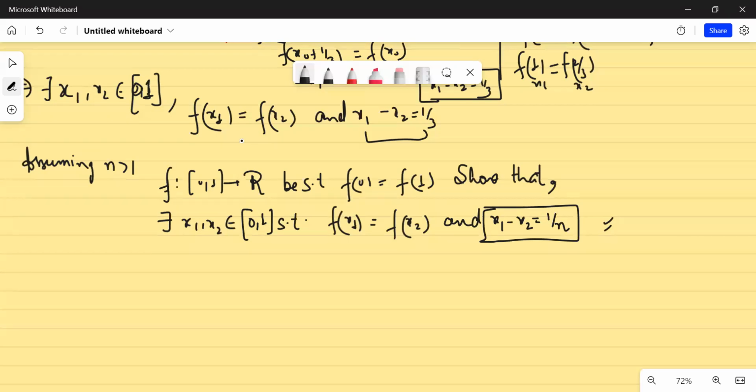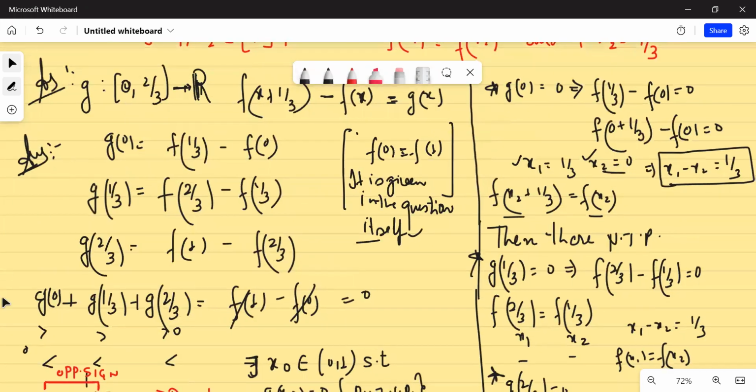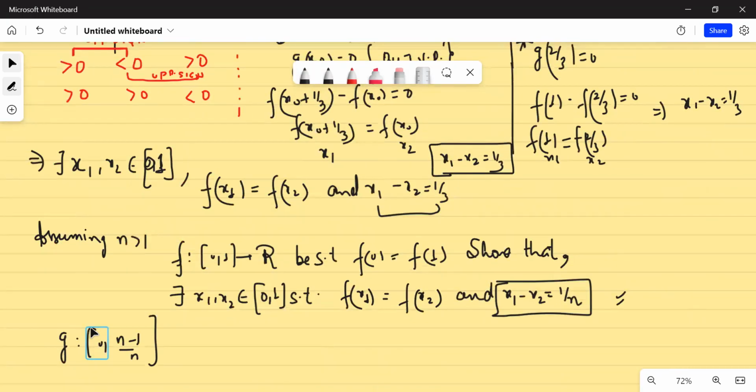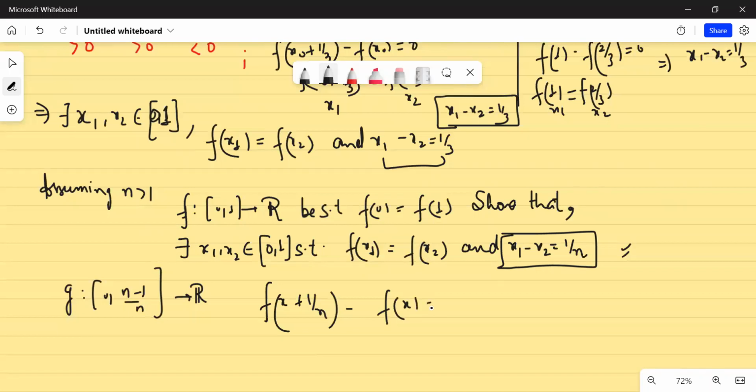So now you can define a function g defined from [0, (n minus 1) upon n]. Why am I doing n minus 1 upon n? If you remember, for 1 by 3 I wrote g defined from [0, 2 by 3], right? Similarly, on the similar lines I'm doing this also, because otherwise the domain of f will be violated. And now I'm defining a function g of x, which is f of x plus 1 by n minus f of x. Is that clear, Harshit?